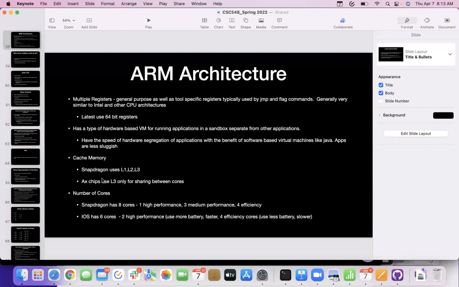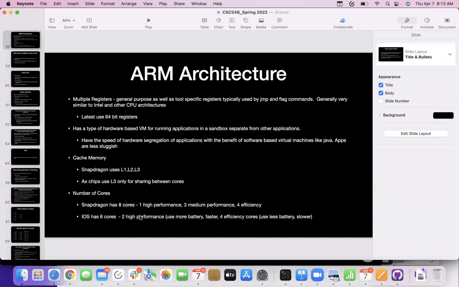All right. So Snapdragon chips have L1, L2, and L3 cache. Apple's AX chips only use L3 cache for sharing between cores. Otherwise, they rely on just the registers and the system memory for information moving between the individual cores.